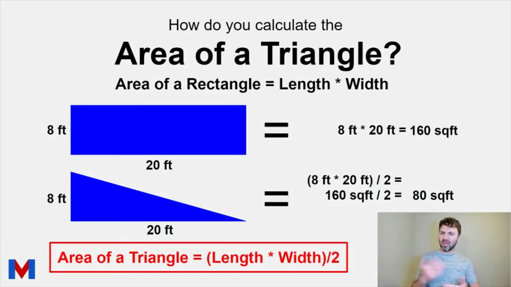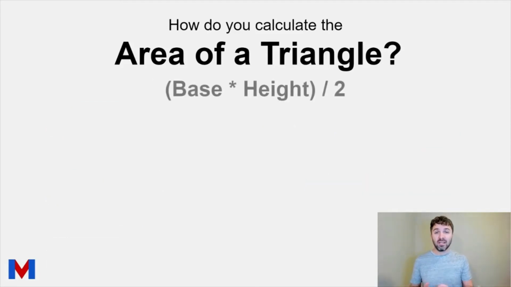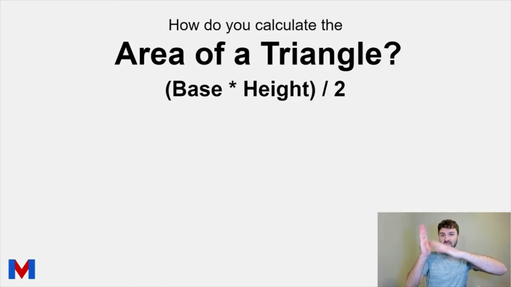But there's a better definition for this. So area of a triangle is base times height divided by 2, because you don't always have triangles that look nice and like right triangles. Sometimes you get different shapes of triangles. So the base is always, not always the bottom part, but the base and the height are the two parts that connect the right angle.